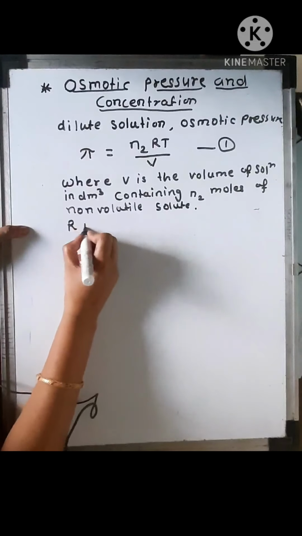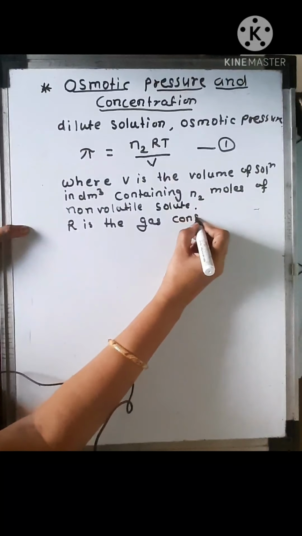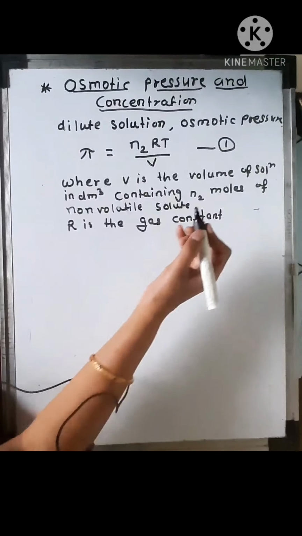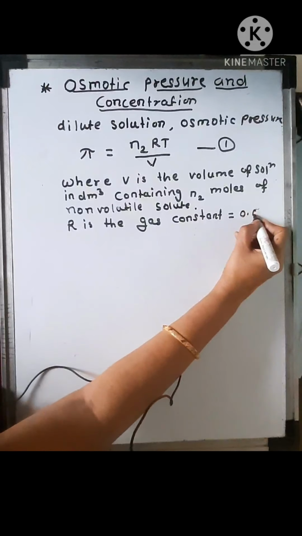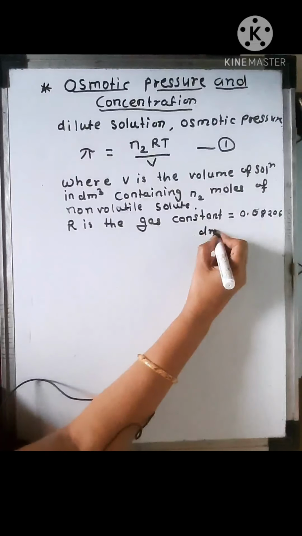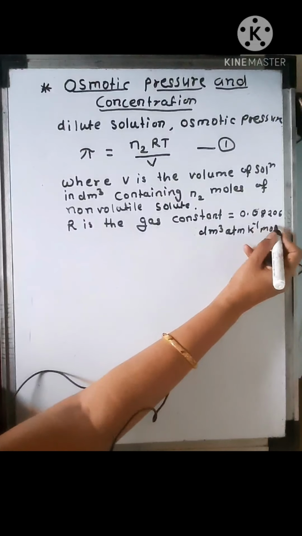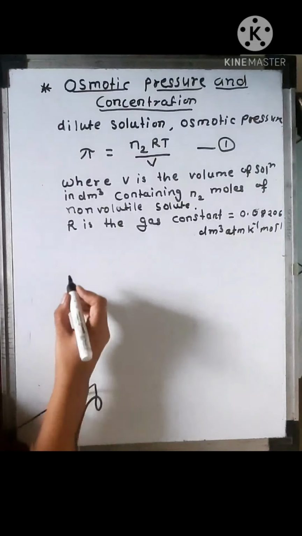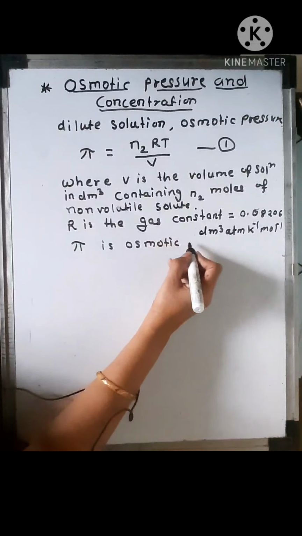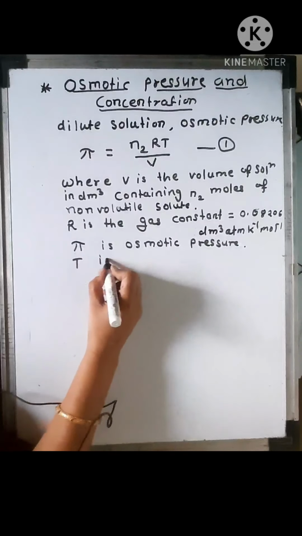and R is the gas constant, and its value is 0.08206 dm cube atmosphere per Kelvin per mole, and pi is osmotic pressure, and T is the temperature.